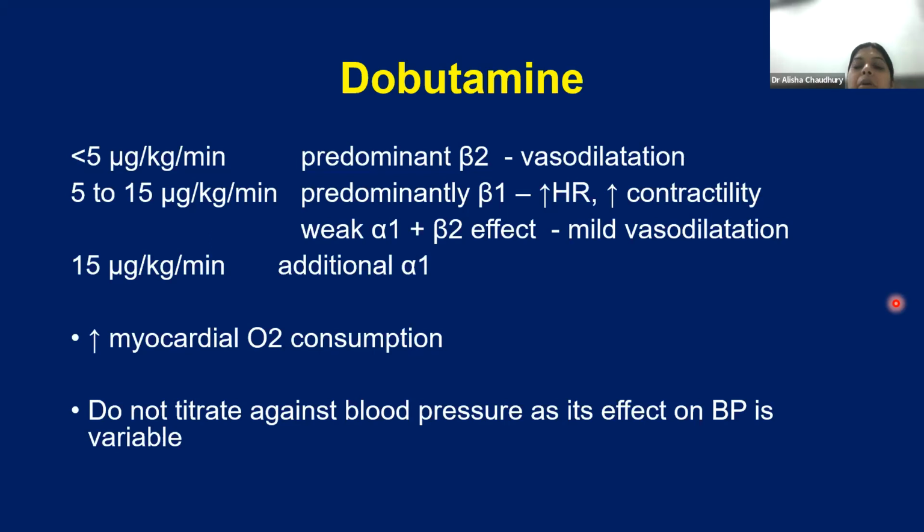Since there is both inotropic and chronotropic action, because increased heart rate comes along with the contractility, there can be increased myocardial oxygen consumption. And do not look at only the blood pressure for dobutamine because the effect is variable. You need to look at the other clinical markers. Usually we start dobutamine when we feel that we need vasodilatation, when the peripheral end organs are not getting perfused. So for the kidney, we see urine output, for the liver it is lactate, for the brain, look at the sensorium. So look at all those things along with the blood pressure to titrate the dose of dobutamine.